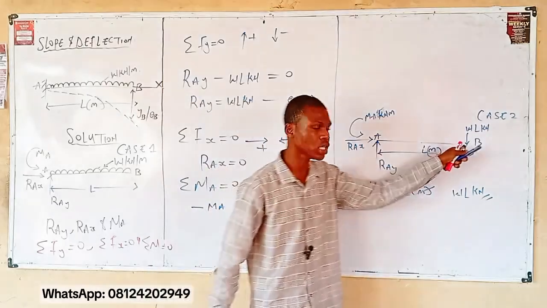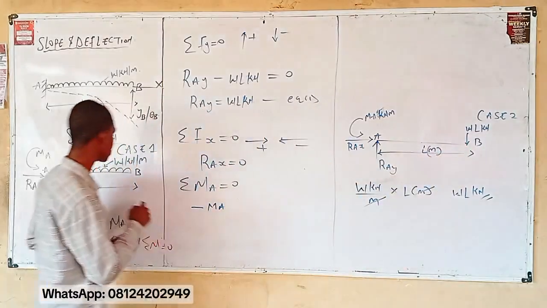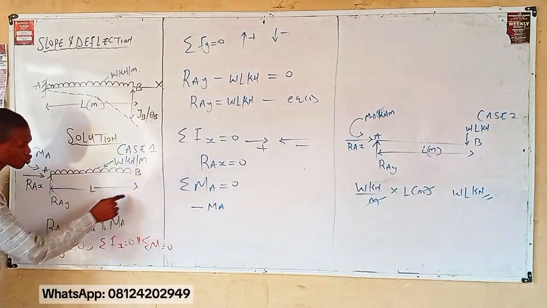Next up, you have this UDL. You know, it is from case 1. Let's say you are considering this UDL from case 1.